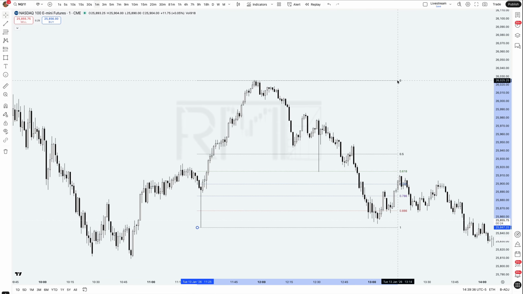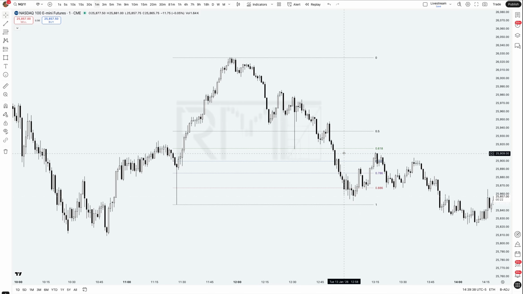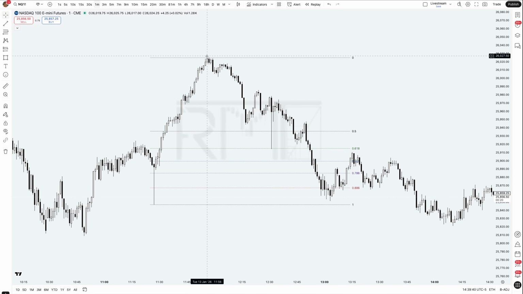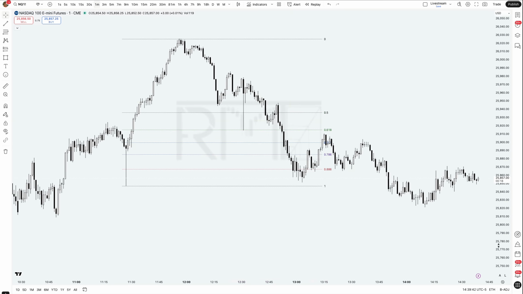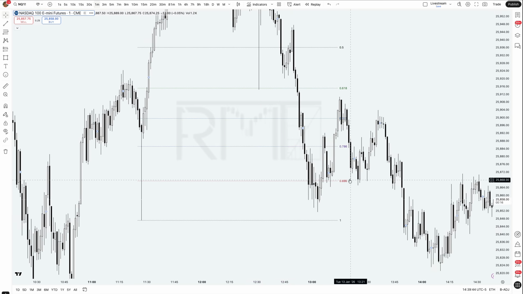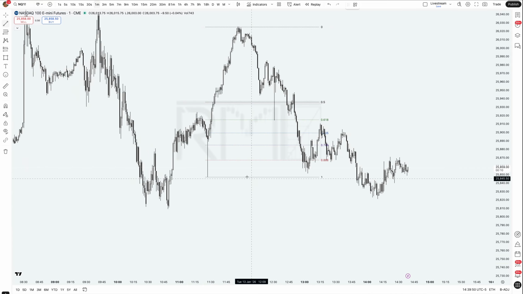And in this case, we know that price is going to take this low, because when we have a retracement and price closes below 886, that's my last retracement level. When price closes below 886, it is going to take the previous low. In this case it was this one, and then price did this move here.